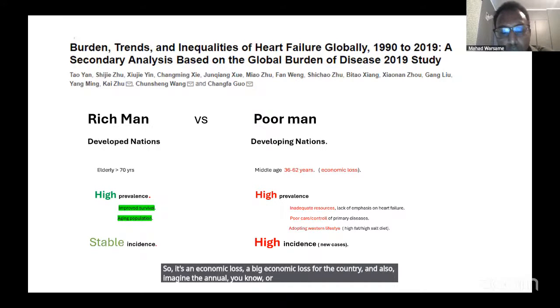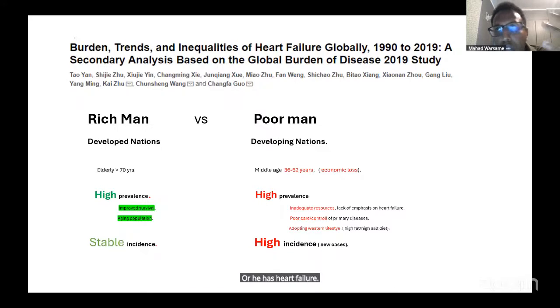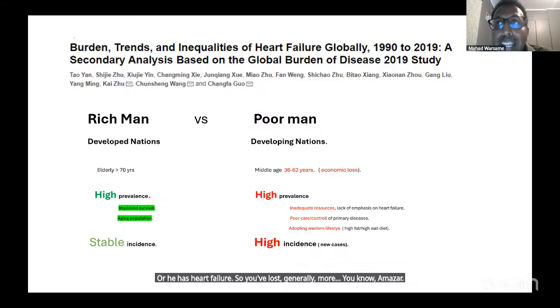He is responsible for 3-4 families, and he has heart failure. So you've lost generally more, many people are hurt. So the average age of a heart failure patient in the developing nations is between 35 to 62, and it's a bad loss.